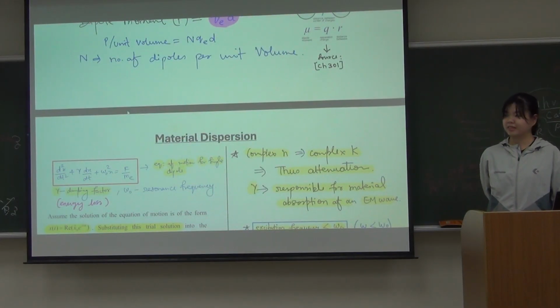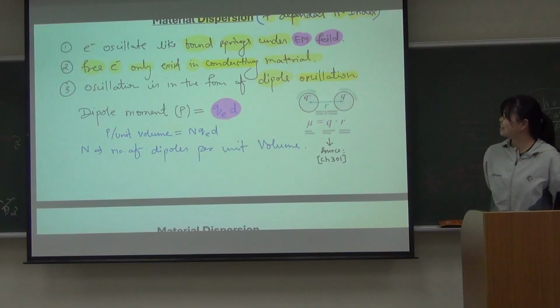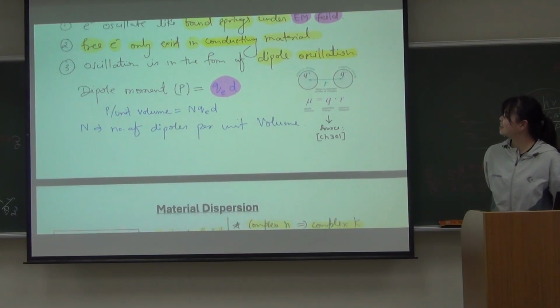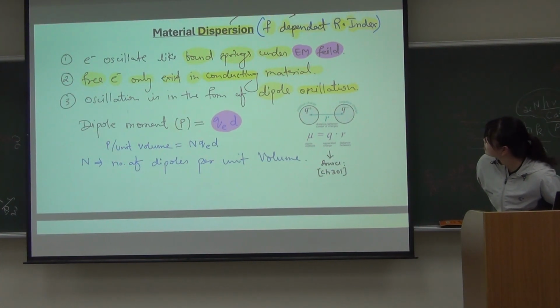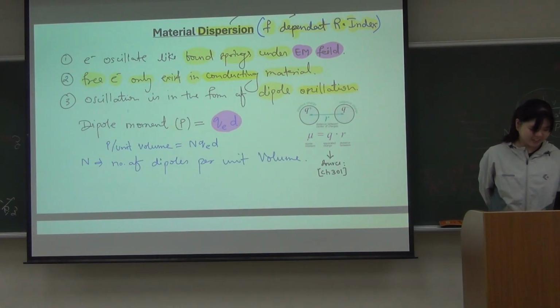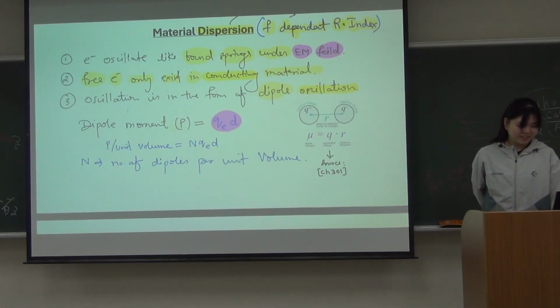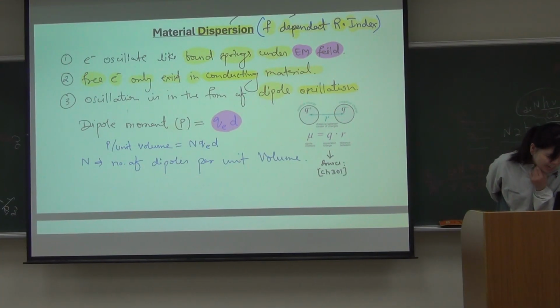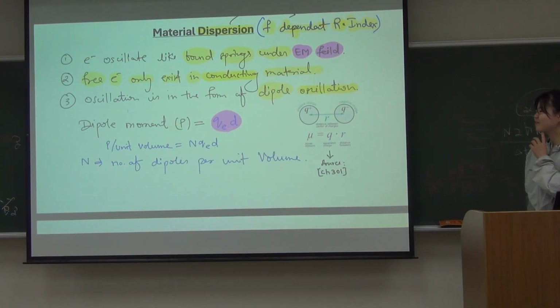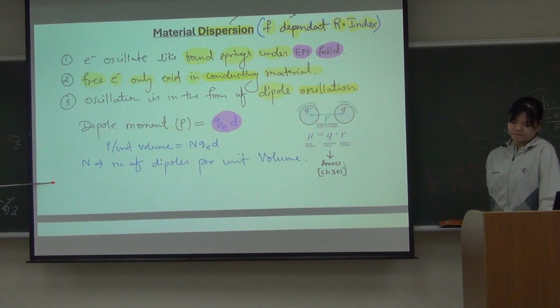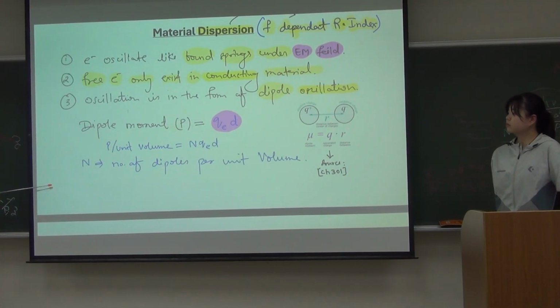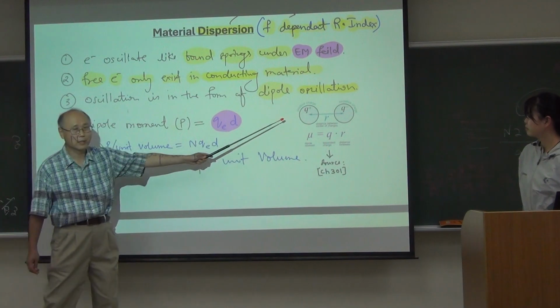Anything else you want to tell people? Okay, but you talk about N, what is N? The capital N? A number of dipoles per unit volume. Okay, think about, for example, this material, this material, this material, this material. There's lots of electrons and also ions inside. And then one single unit is like this.